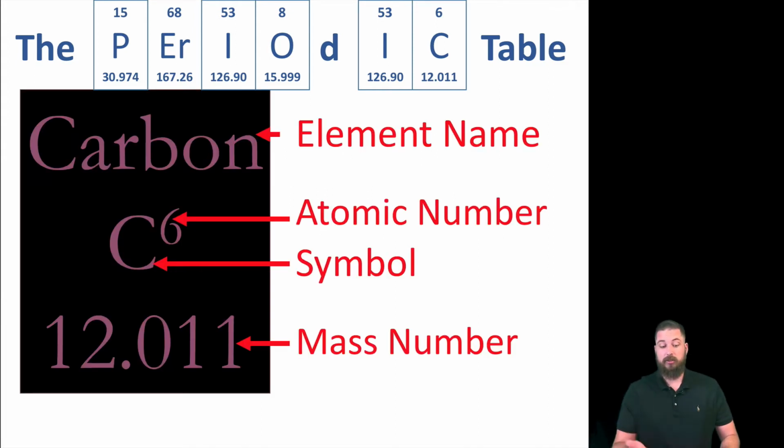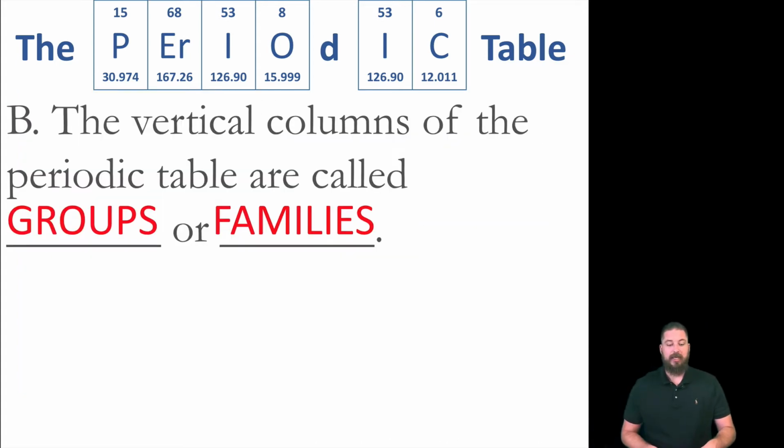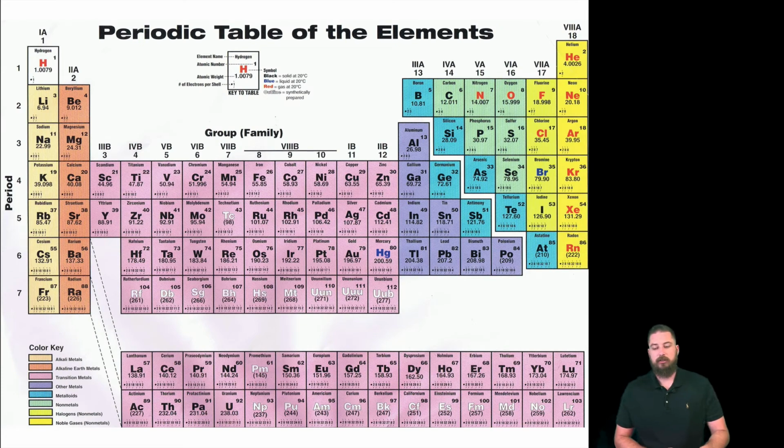And here is some general information that you'll find on the periodic table. You'll see the symbol, the name, the atomic number, and rather than the mass number, the atomic mass. Now, the vertical columns of the periodic table are called groups or families. So again, each column, we call a group or a family. And if you take a look, for example, at the first column there, we're going to learn that those are the alkali metals.